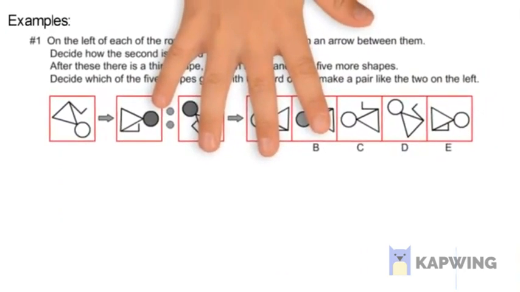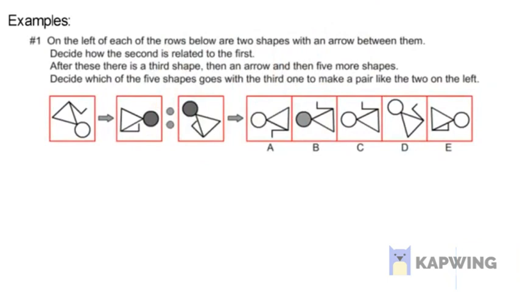Examples. Number 1. On the left of each of the rows below are 2 shapes with an arrow between them. Decide how the second is related to the first. After these, there is a third shape, then an arrow, and then 5 more shapes. Decide which of the 5 shapes goes with the third one to make a pair, like the 2 on the left. Apply SNAPS to the first 2 figures.